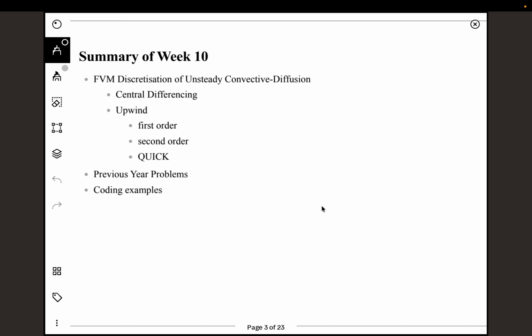So this week, we'll be discussing the unsteady convective diffusion equation, which goes as the general transport equation. You have a rho phi term coming in, and then you have an advection term coming in, followed by a diffusion term. And then we also have a source term. This is the general transport equation, the scalar transport equation.